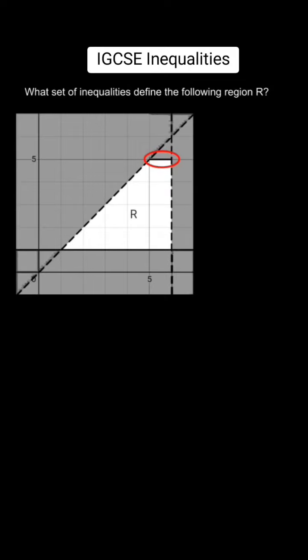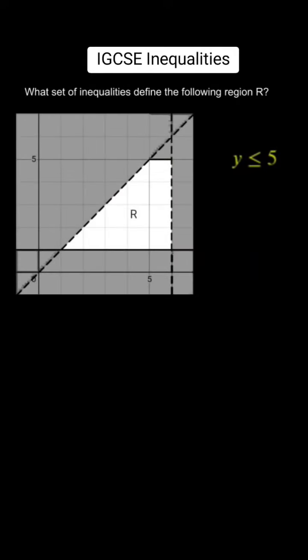First, we look at the line at the top here. This lies on the line y equals 5, which, since it is a solid line and we want the region below that line, we can define the inequality y less than or equal to 5.